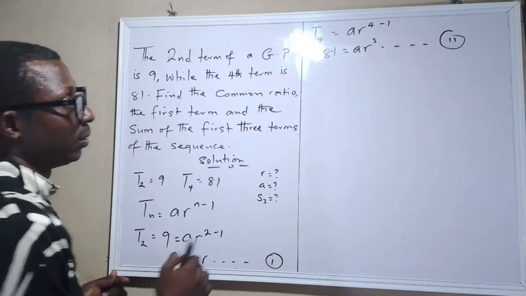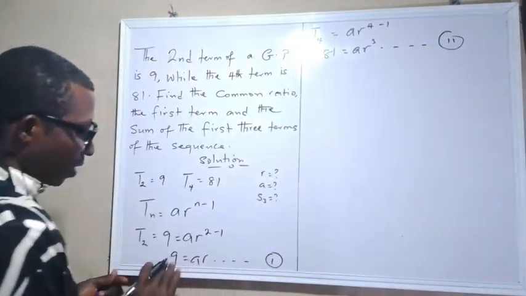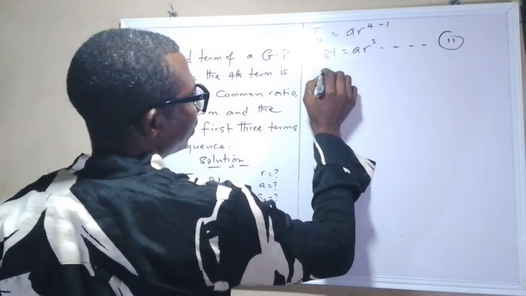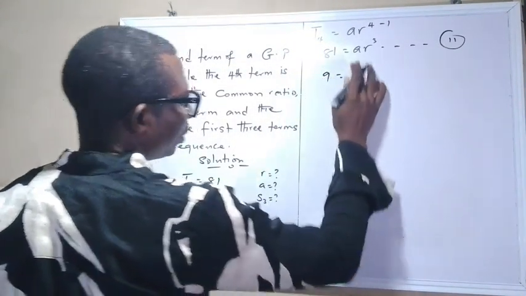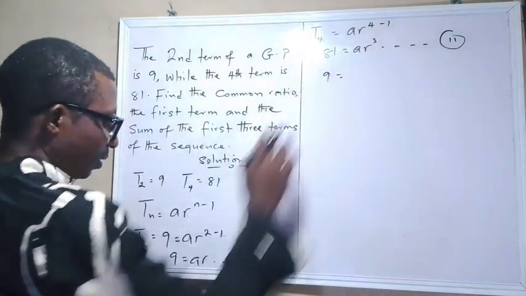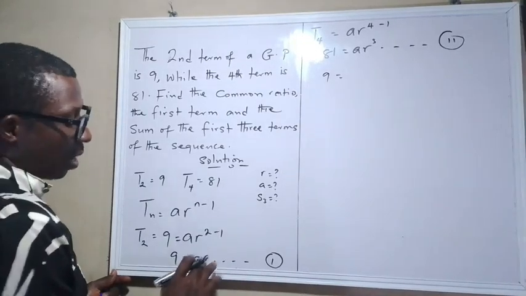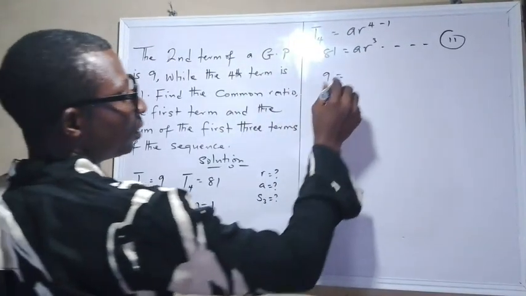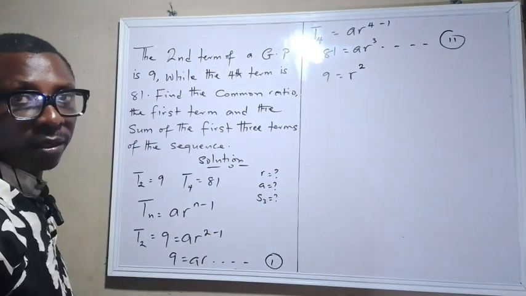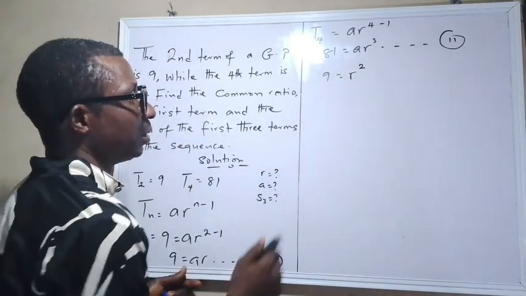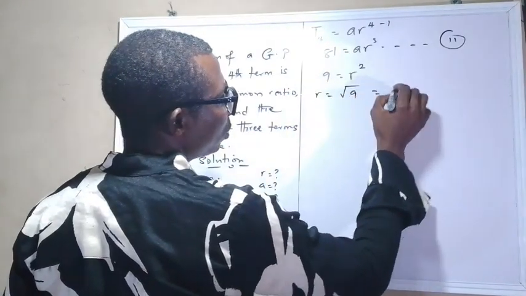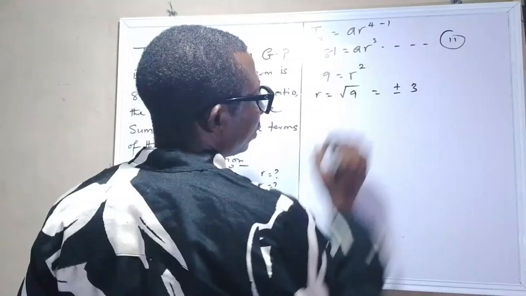Can we do that now? So 81 divided by 9 gives you 9. We have 9 equals, now A cancels A, R raised to the power of 3 divided by R. So one R we cancel here, and we are left with R raised to the power of 2. We take the square root of both sides. So we have R to be the square root of 9. So the result is going to be plus or minus 3.